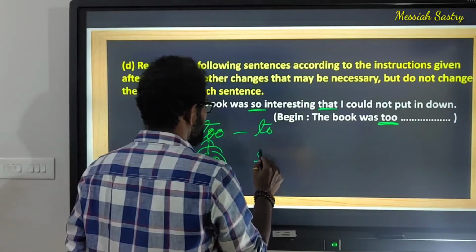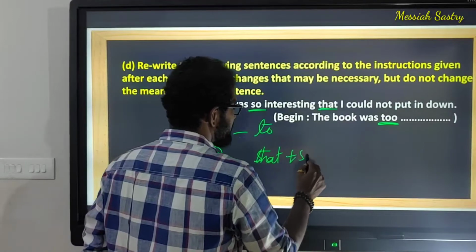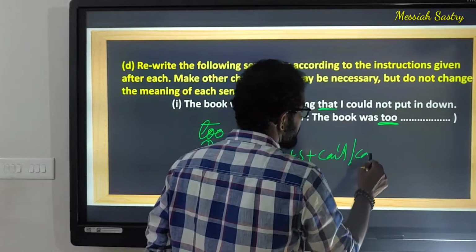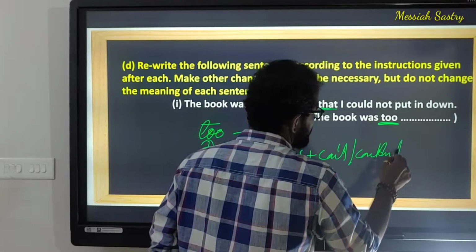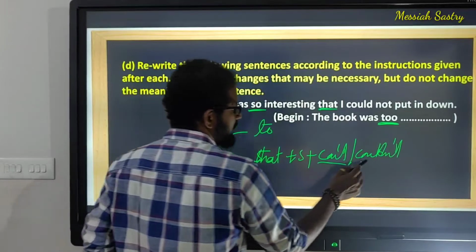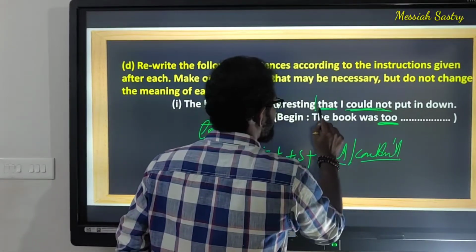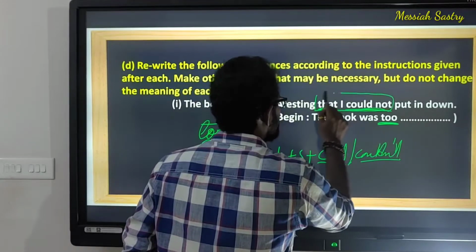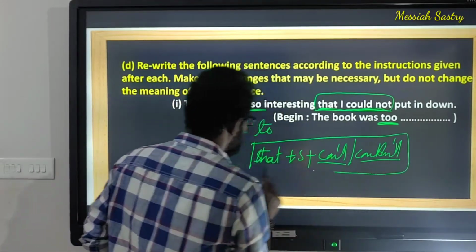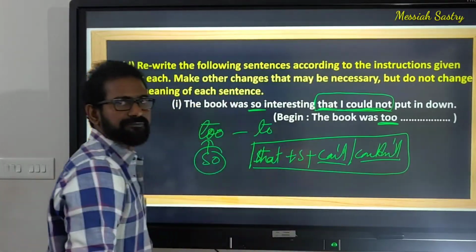In place of "that plus subject plus cannot or could not." Present tense we use cannot, past tense we use could not. Here it is given could not: that plus subject plus could not. The subject is I. So in place of this we use "to." We just remove "that I could not" and we use "to."